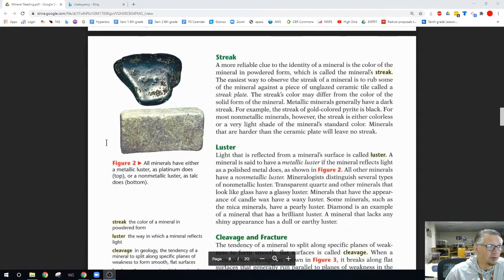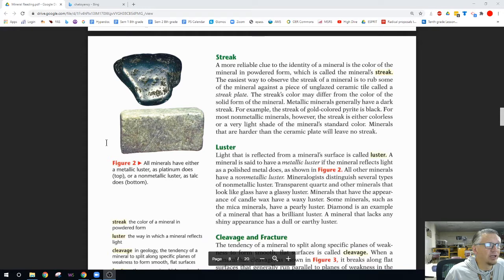Streak. A more reliable clue to identify a mineral is the color of the mineral in powdered form, which is called the mineral streak. The easiest way to observe the streak of a mineral is to rub some of the mineral against a piece of unglazed ceramic tile called a streak plate. The streak's color may differ from the color of the solid form of the mineral.